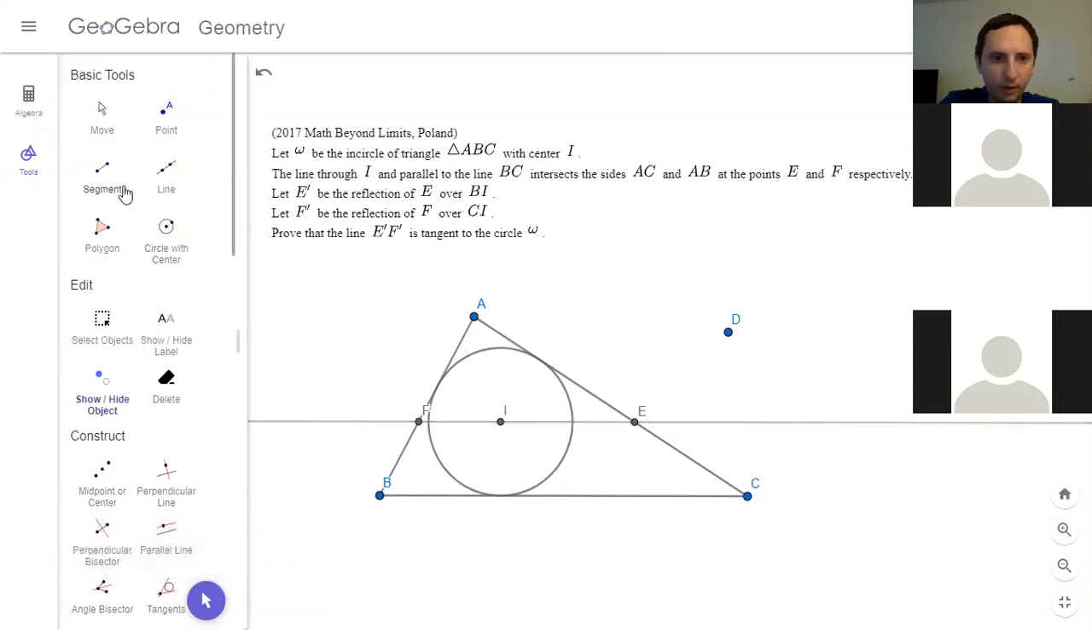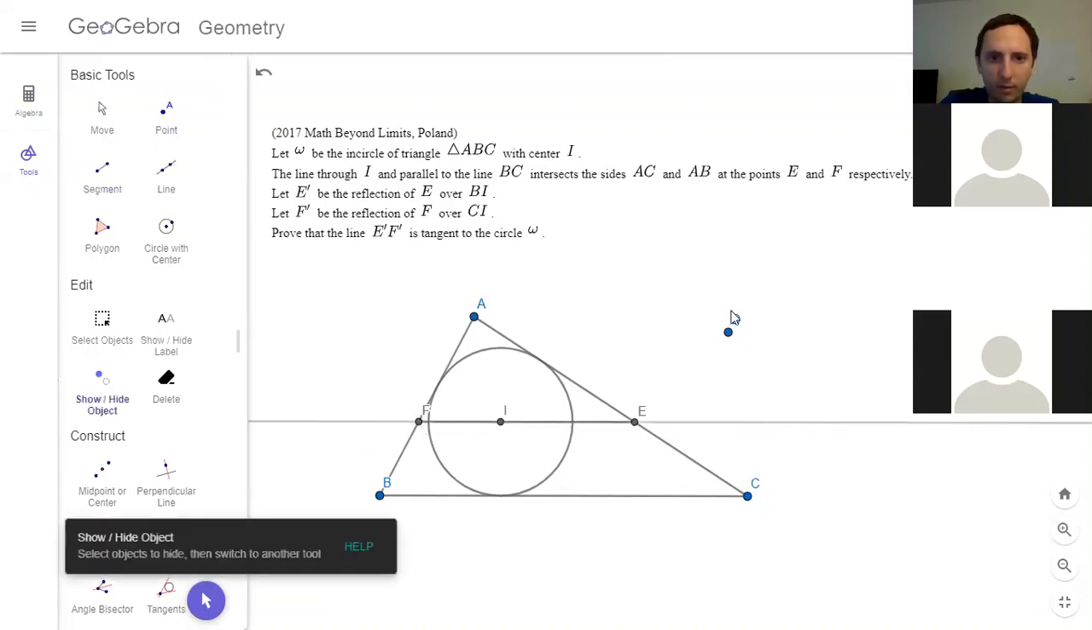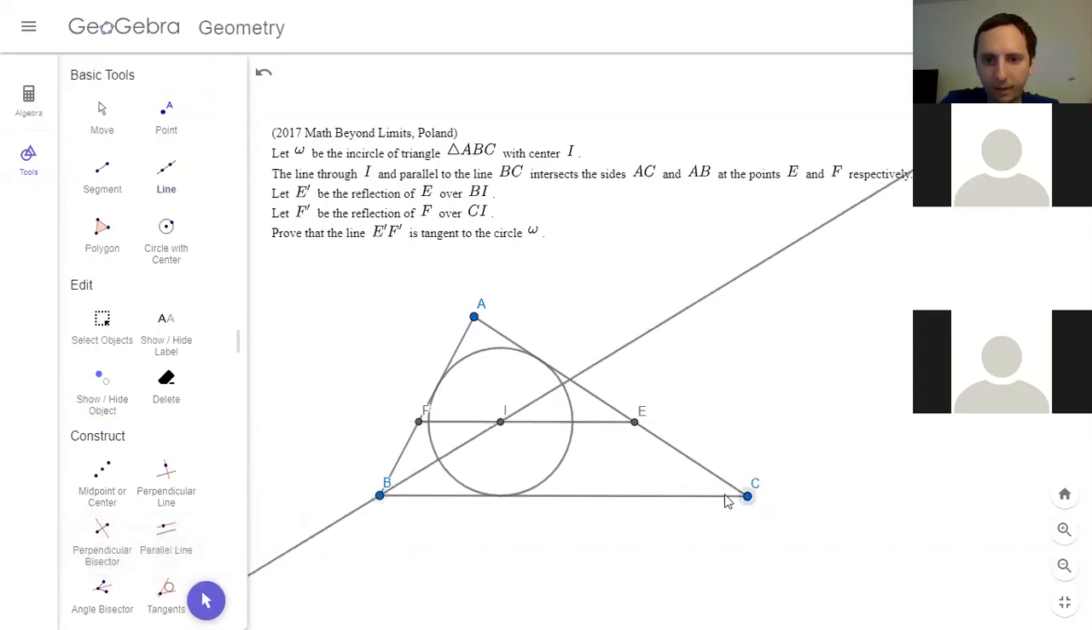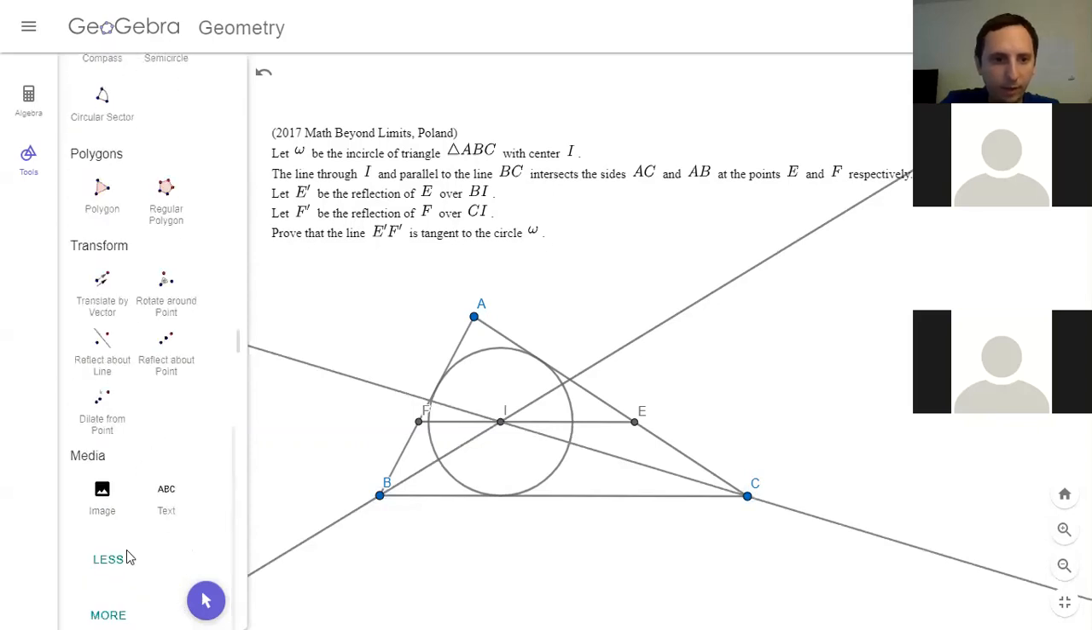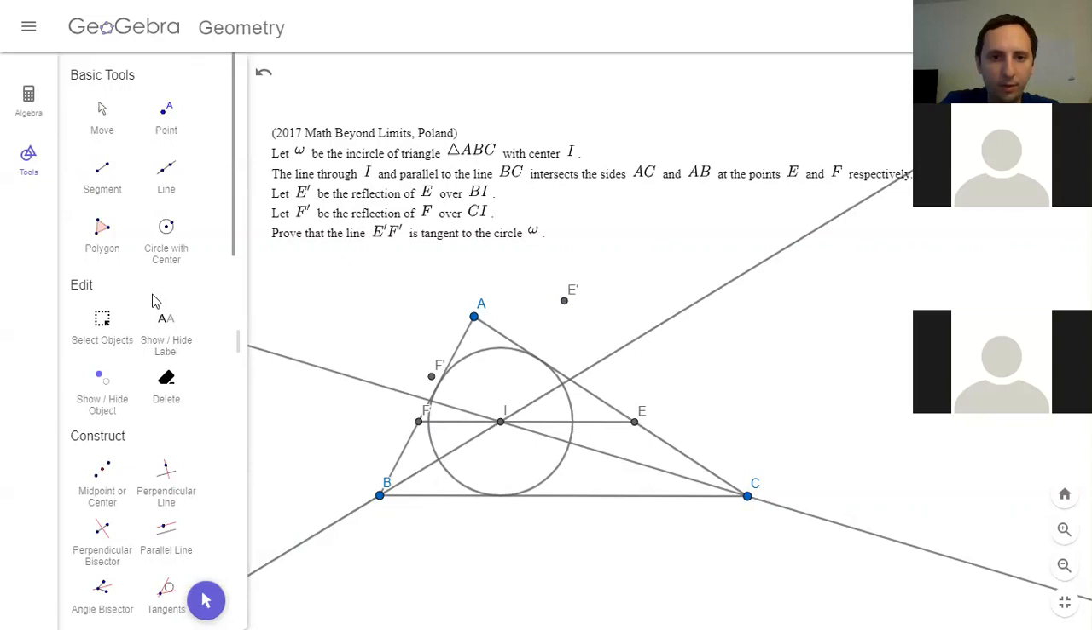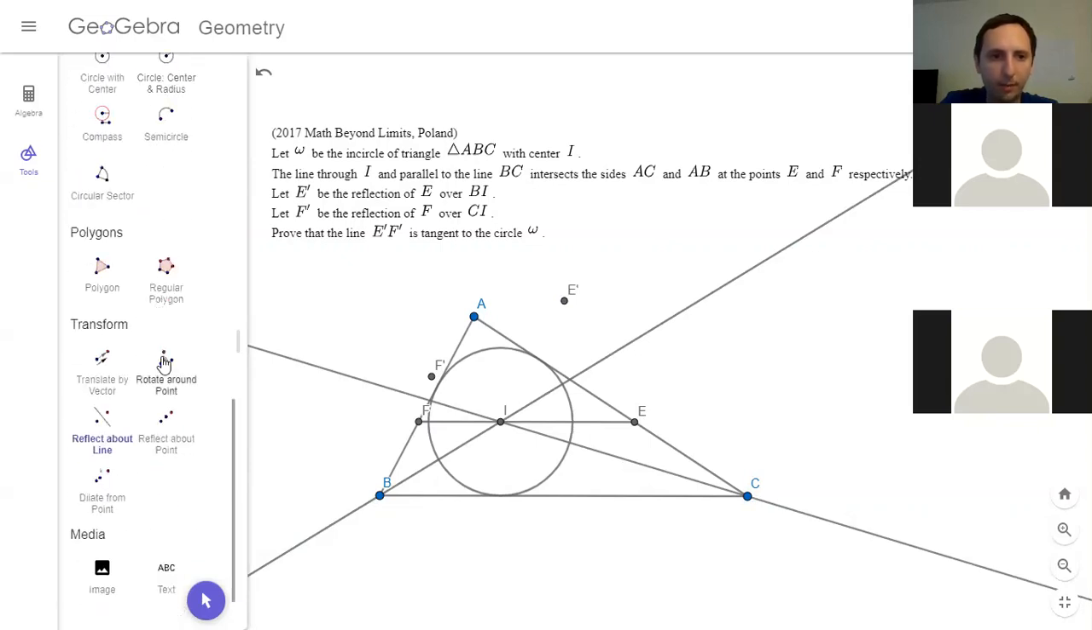All right. And then we draw BI and CI, and we let E' be the reflection of E over BI. And then we draw the reflection of F over CI, F'. And we want to show E'F' is tangent to omega. Okay, so this kind of feels like a Poncelet's porism problem to me.